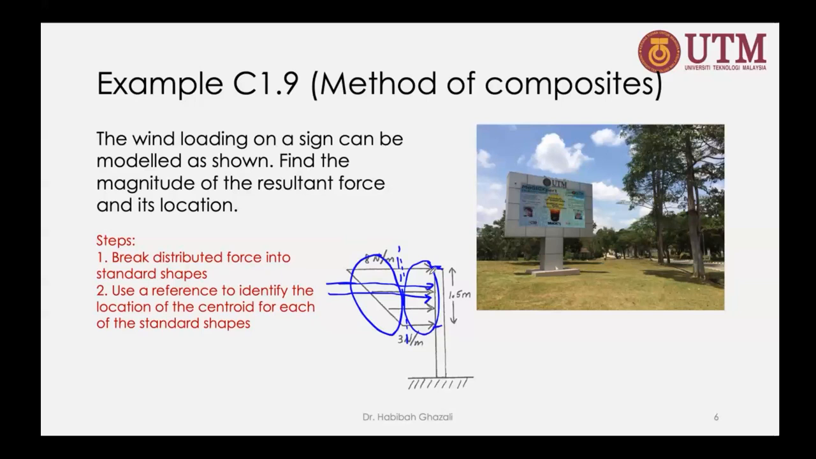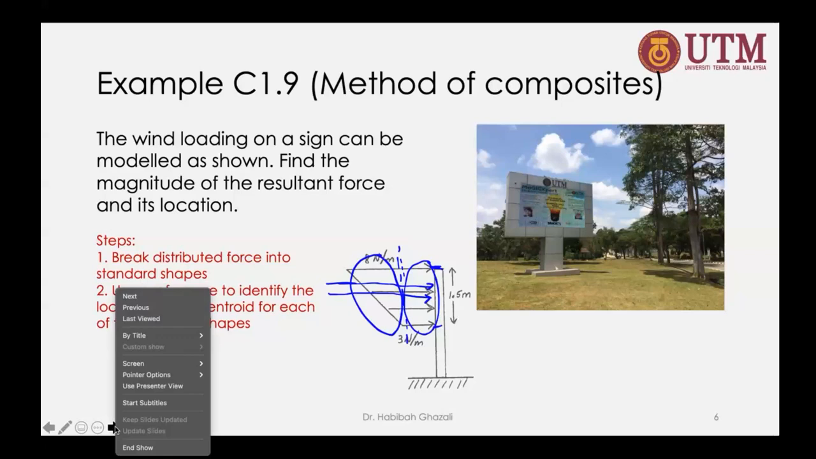And then I will solve this also on Instagram, because the internet here in UTM is not very good. As soon as I have used a lot of gadgets, it will start to lag. But don't worry, I will solve this. But I want you to know, if you have this kind of distributed load with a triangle and rectangle on top of one another, you can separate them and find for each shape the resultant force and the location of that resultant force.